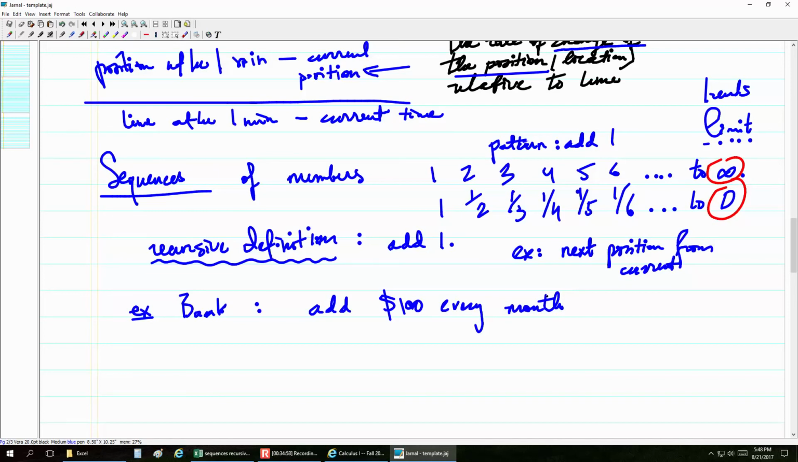We can compute everything. A more complex example: what's more complex behavior in banks? Interest, right. So add, say, 5% interest every year. Once again, if you know your current amount, by following this rule, you find the next amount. Okay, so we'll continue this next time with more examples.